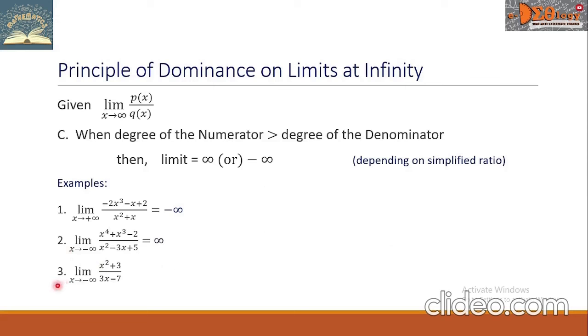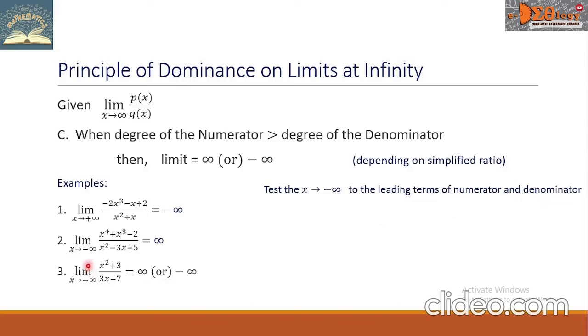Now, problem 3. The limit of x squared plus 3 all over 3x minus 7 as x approaches negative infinity. In the numerator, the degree is 2. In the denominator, the degree is 1. Therefore, the answer here is either positive infinity or negative infinity. Now let us test, as x approaches negative infinity, the leading terms of the numerator and denominator.